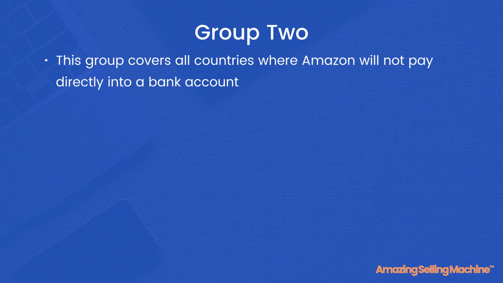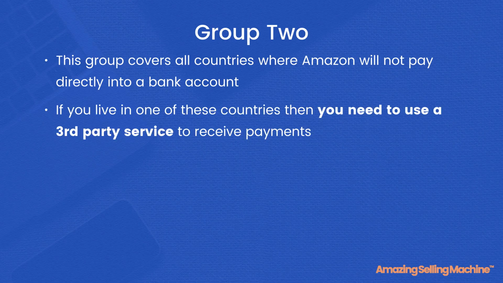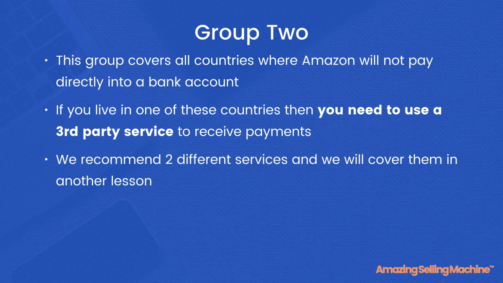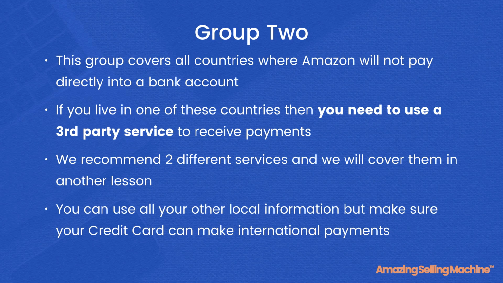Group 2. This group covers all countries where Amazon will not pay directly into a bank account. If you live in one of these countries, then you need to use a third-party service to receive payments. We recommend 2 different services and we will cover them in another lesson. Now, if your country is in Group 2, you can use all your other local information like credit card, address, etc. But make sure your credit card can make international payments. You can simply ask your credit card company or bank.